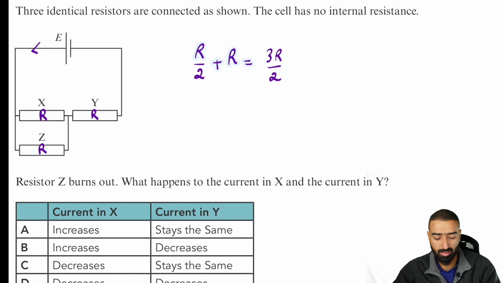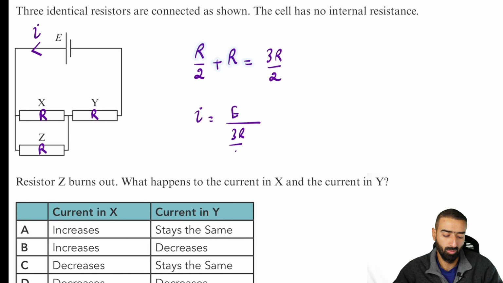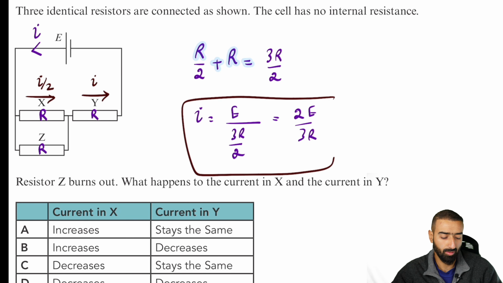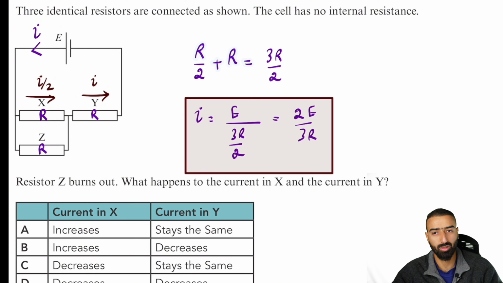That means the current that's going to flow out of the cell is going to be E over 3R over 2, that is 2E over 3R. That's the current that's flowing out of the cell. Now that would be the current that would flow through Y, and the current through X is going to be half of that. So if this is I, this is going to be I over 2, and this is going to be I, where I, the current, is given by this equation, 2E over 3R.